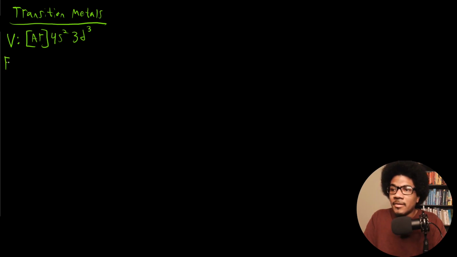Also iron. Let's look at the electron configuration for iron. Argon, 4s2, 3d6, right? So iron is going to have 8 valence electrons, 6 in the 3d, right? So again, these transition metals are characterized by having these valence d electrons, right?